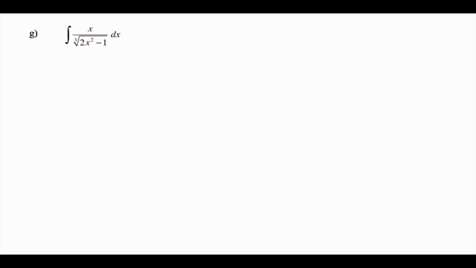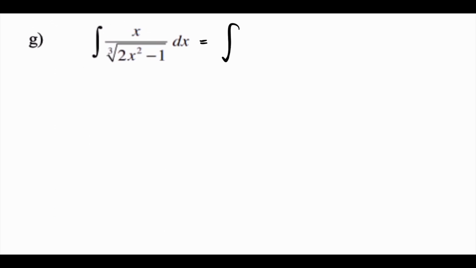All right, so the first thing: we don't have a quotient rule for antiderivatives. So the first thing to do is write it so it's not a fraction. So we have x times 1 over 2x squared minus 1, and that's going to be to the 1/3 power.